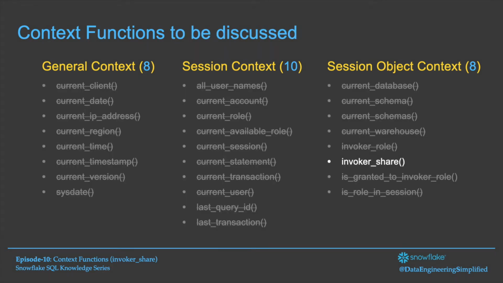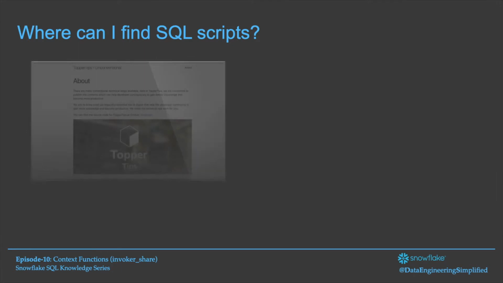In this episode 10, we will talk about invoker share context function, which falls under the object session context function. This context function has a very important role when we talk about data sharing and the column level data masking, specifically with shared object.